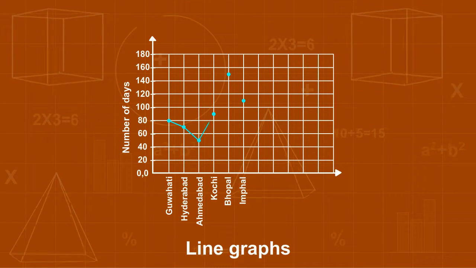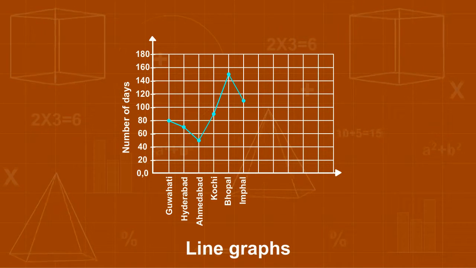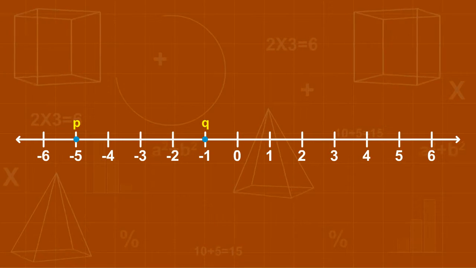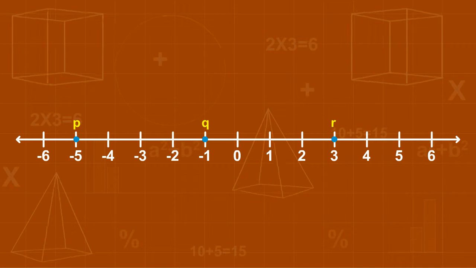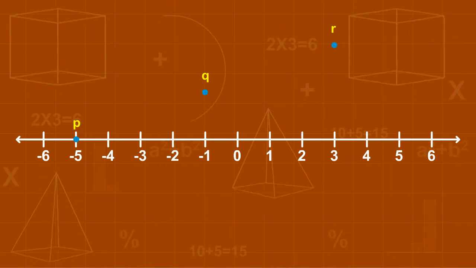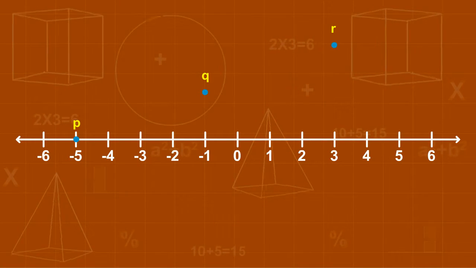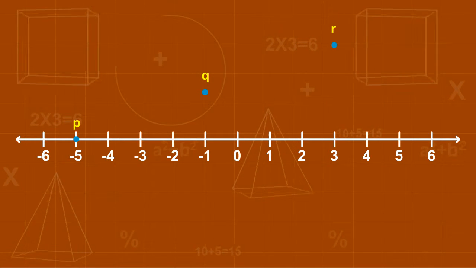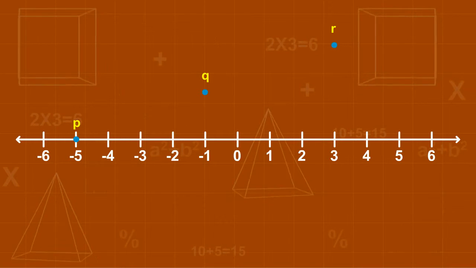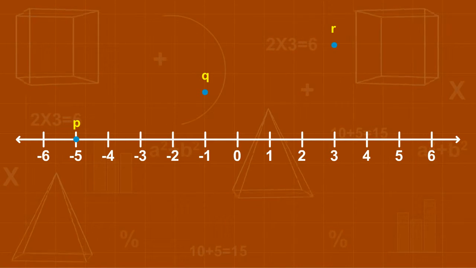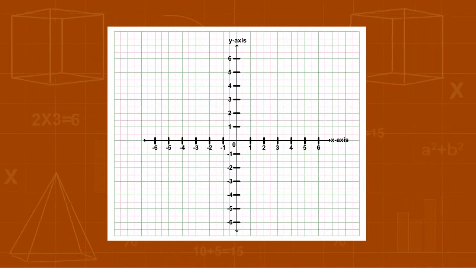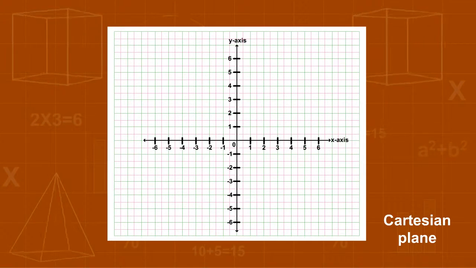Let us recall how to plot points on a number line. A number line helps us to tell the position of points that lie along a horizontal straight line. However, this method is not so helpful if the points are placed randomly in any direction in a two-dimensional plane, not necessarily on a straight line. In order to plot such points on a two-dimensional plane, we use a number plane, which we call a Cartesian plane.